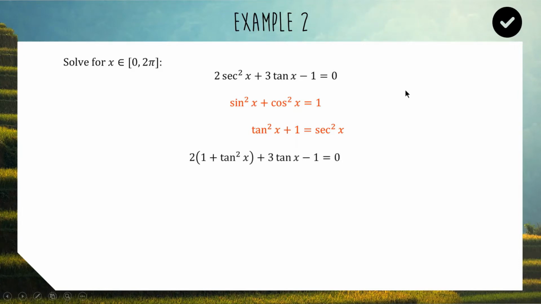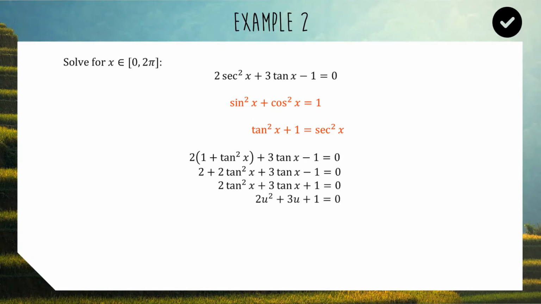So we substitute it in. We expand out the brackets, so we have 2 plus 2 tan squared. We can simplify by just doing the 2 minus the 1 to get a positive 1. And now we just need to solve this quadratic equation, which is a bit tough, but it's definitely doable. If you want to, you can substitute to make it look a little bit nicer. You can just let tan x equal u, and it looks a bit more straightforward.